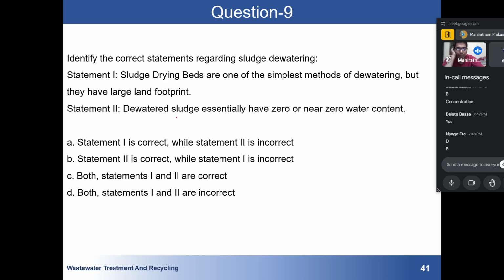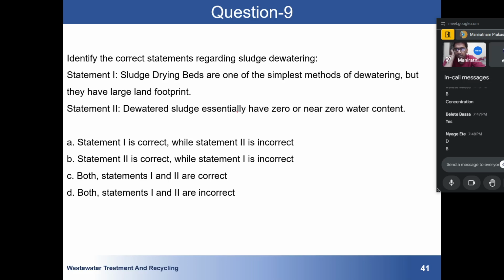Last question. I think we will end the session here with this question. Sludge drying beds are one of the simplest methods of dewatering, but they have a large land footprint. Land footprint means they occupy a very large area. Dewatered sludge essentially has zero or near zero water content. Anyone? So this will be incorrect only.